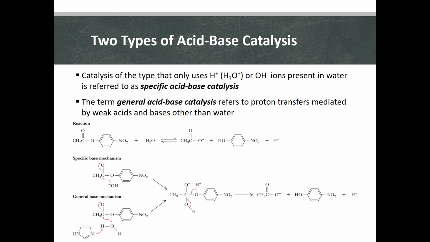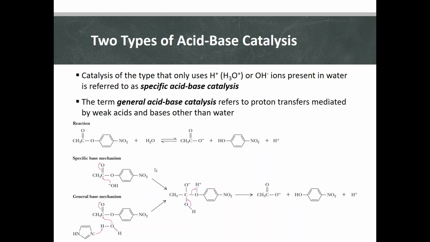So generally, we have two overall classifications for acid-base chemistry. We have specific acid-base chemistry, or specific acid-base catalysis, where the proton in this form would be a hydronium, or the hydroxide comes from the surrounding solution. So in order for specific acid-base chemistry to occur, you have to manipulate the solution pH.